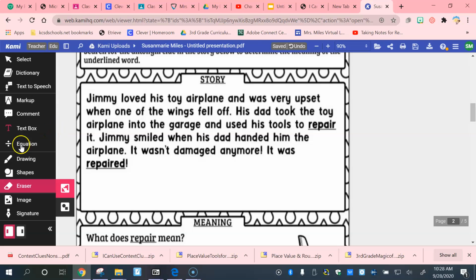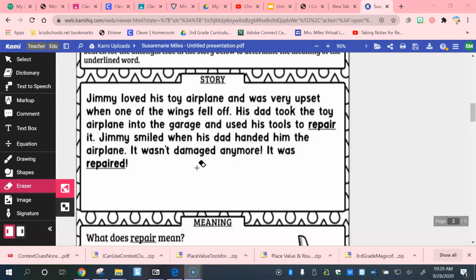Jimmy loved his toy airplane and was very upset when one of the wings fell off. His dad took the toy airplane into the garage and used his tools to repair it. Jimmy smiled when his dad handed him the airplane. It wasn't damaged anymore. It was repaired.